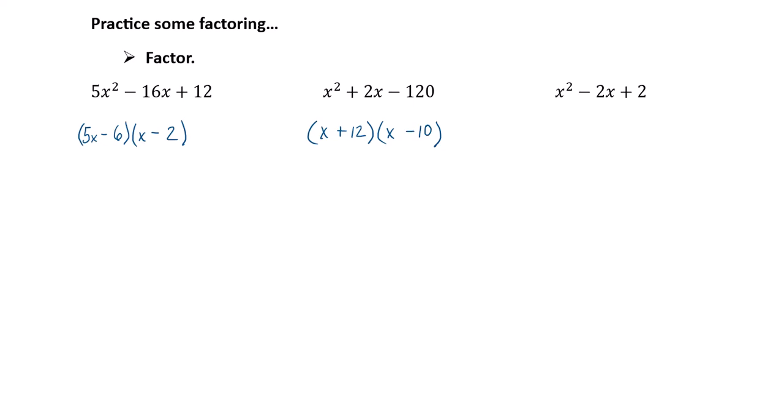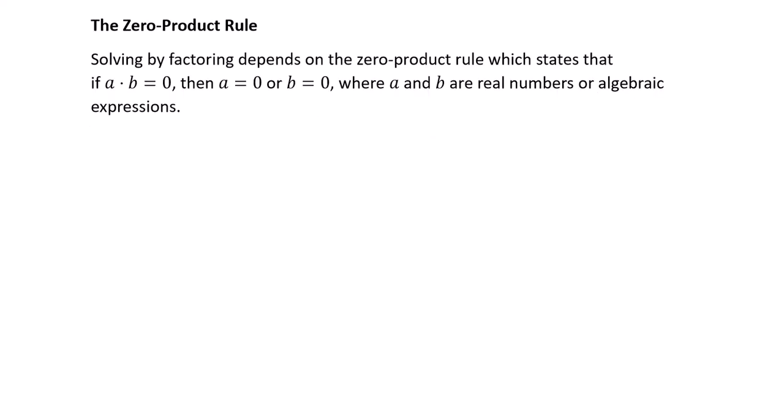For our last one, I have x squared minus 2x plus 2. If I try to factor this, again, since my leading coefficient is 1, I'll need factors of 2 that add up to be negative 2, and there are no factors like that, so we'll just write prime for now. We'll have to deal with this with a different method when it comes to solving an equation that involves a quadratic like this.